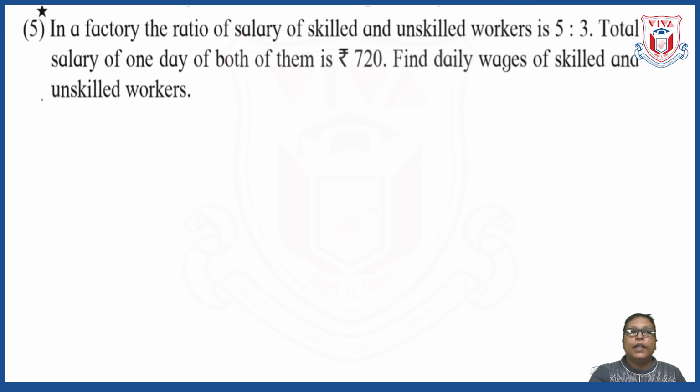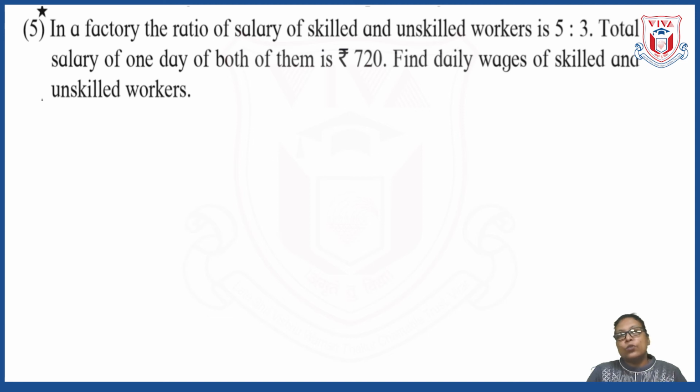I am taking the fifth sum from this. You will find that this sum is star marked. Star mark means what? Here you have to apply your skills. You will not get the answer directly here. You have to think and solve it. So let us read the question. In a factory, the ratio of salary of skilled and unskilled workers is 5:3. Total salary of one day of both of them is 720. Find daily wages of skilled and unskilled workers.